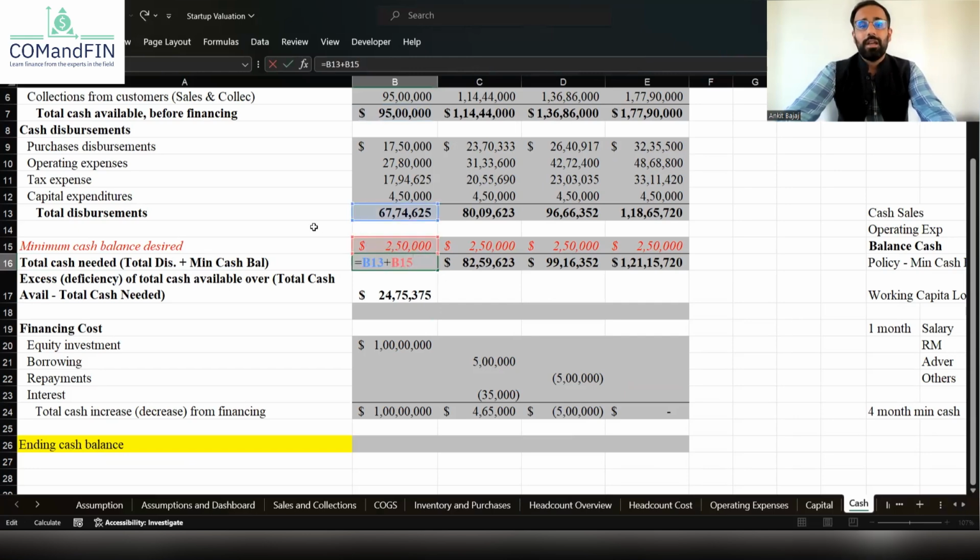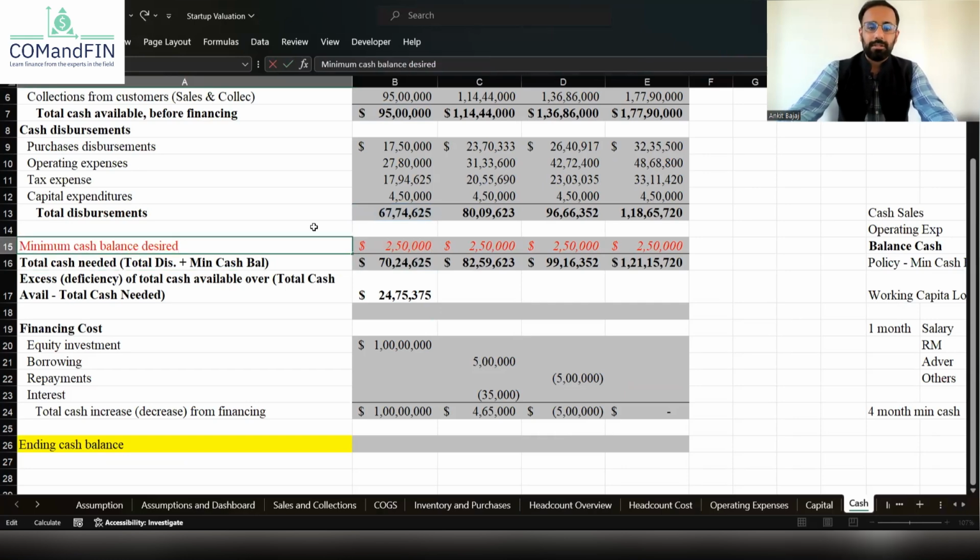But in this case, there is no actual cash outflow, right? The minimum desired cash balance is not an actual cash outflow. It is not an actual cash outflow.